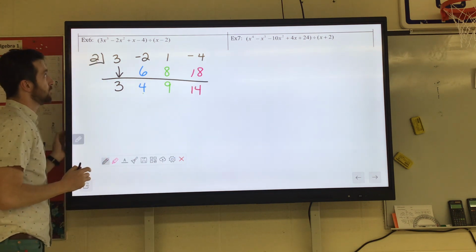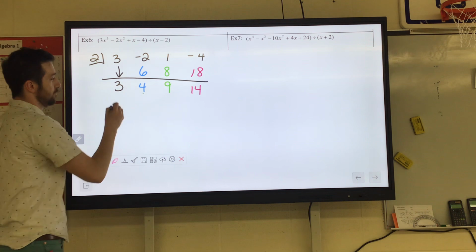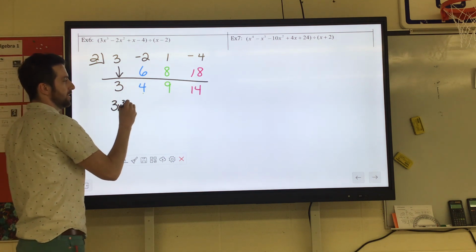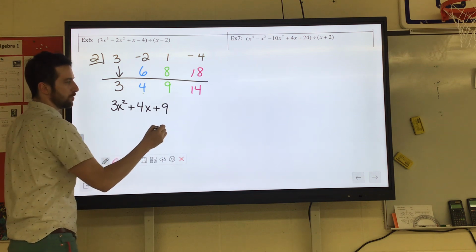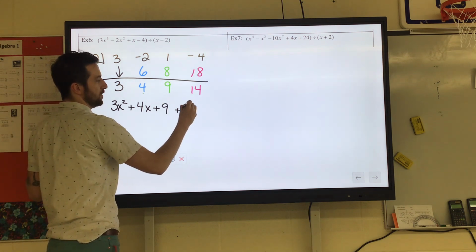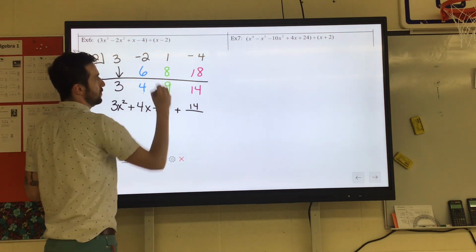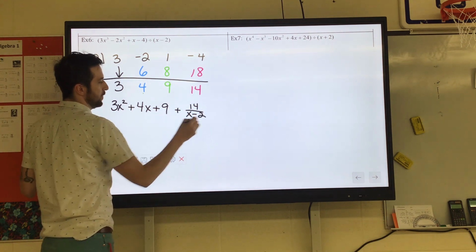Ready for our final answer? We started with x to the third, so this would be 3x to the second plus 4x plus 9, and then that 14 is our remainder, so we say plus 14 over what we were dividing by, x minus 2.